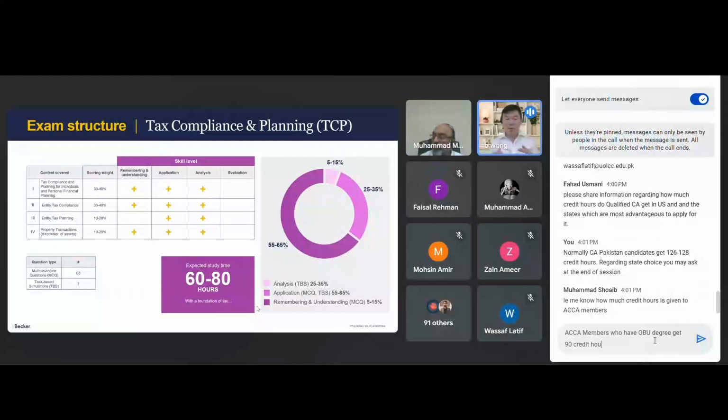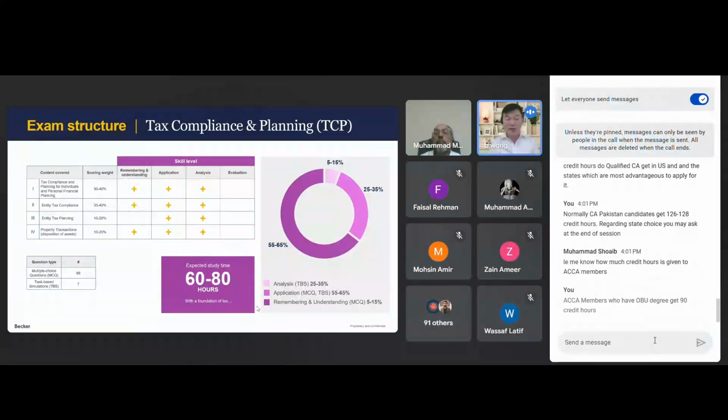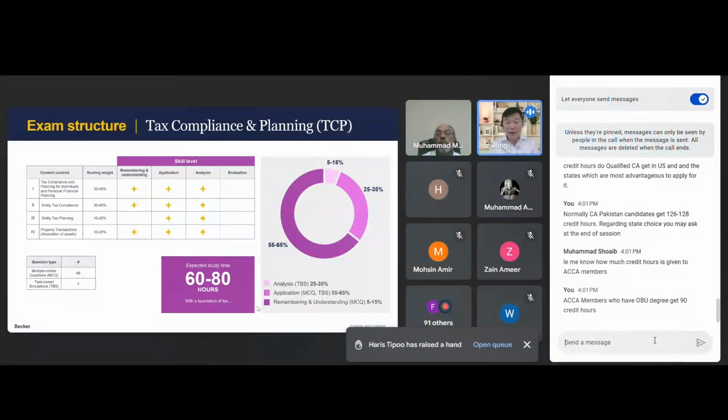But unless you have been working in U.S. tax, I don't recommend you do this, because they will not just test you on federal tax, they will also test you on some of the state tax as well. So this would be more for tax specialists in this case.